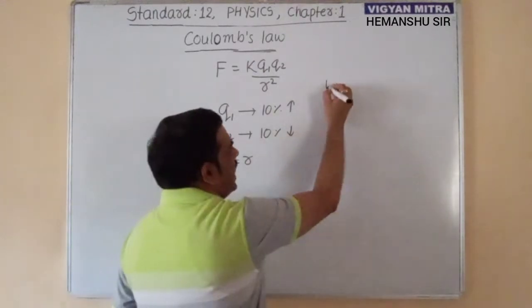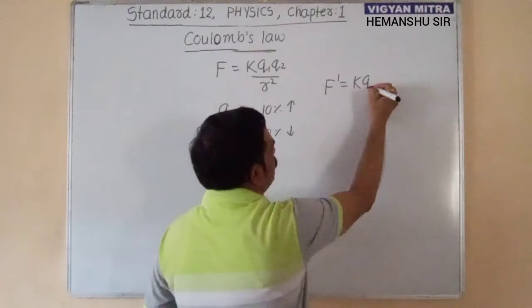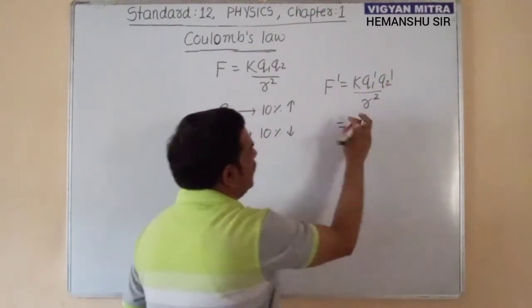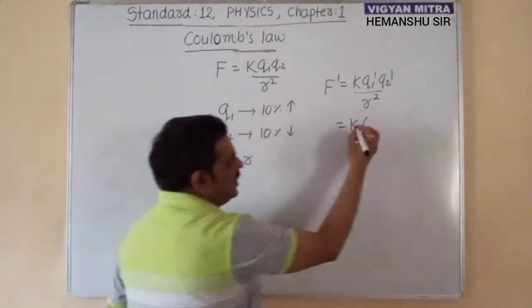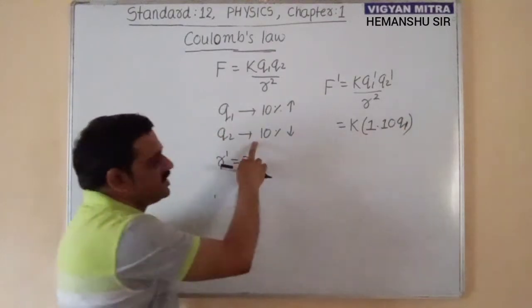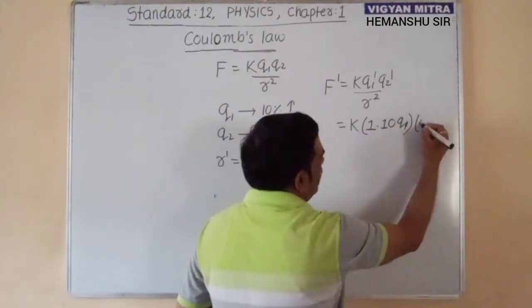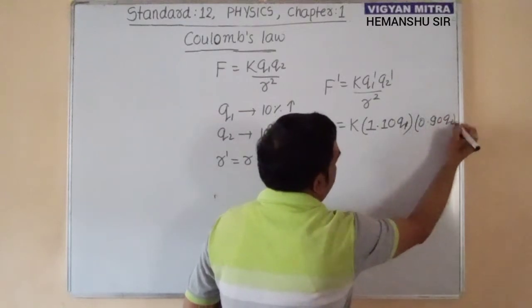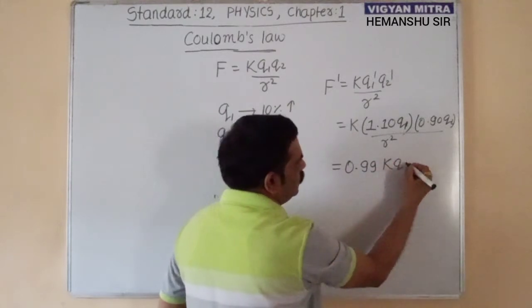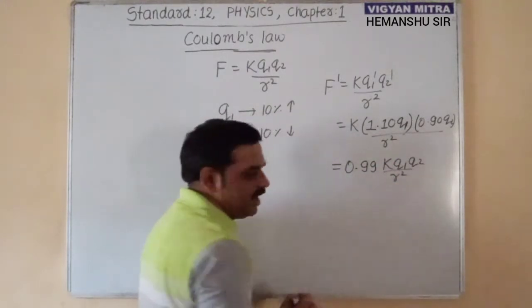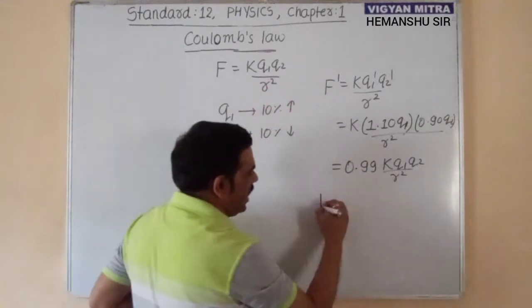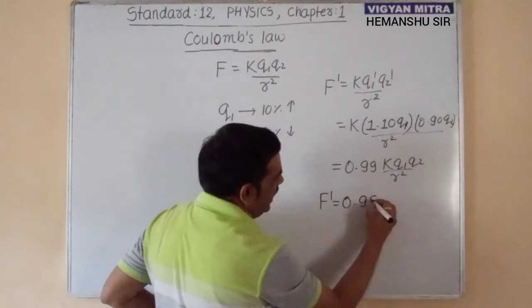So the new force F dash is equal to K Q1 dash Q2 dash divided by R square. K, here Q1 is increased by 10%, means it is 1.10 Q1. Q2 is decreased by 10%, that means it is 0.90 Q2 and divided by R square. So it is 0.99 K Q1 Q2 divided by R square, but K Q1 Q2 divided by R square is F. Therefore, F dash is equal to 0.99 F.